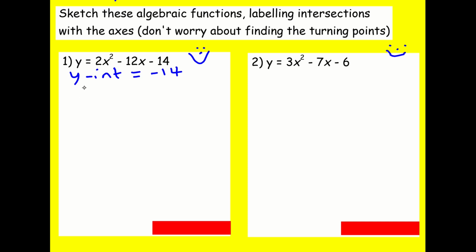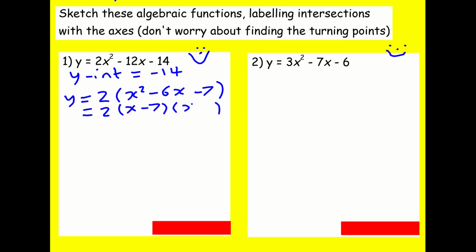But what am I going to do? I know I can set it equal to 0, but I want to talk about this first. This quadratic here has a common factor of 2. So I can take 2 out and write it as 2 with a bracket, x squared minus 6x minus 7. That's really important, because now I've turned it into something that we did last lesson. I can factorize this. It's going to be x minus 7 and x plus 1.